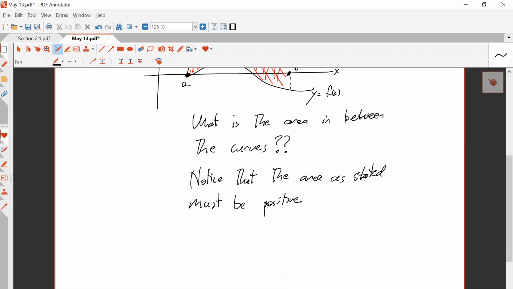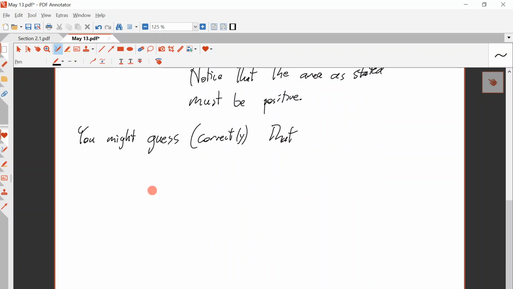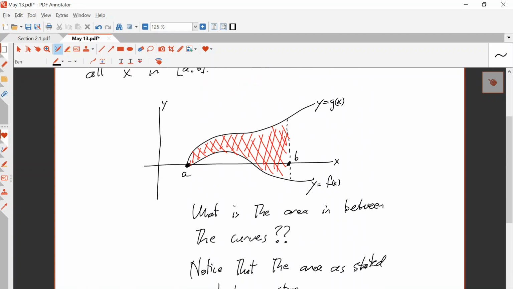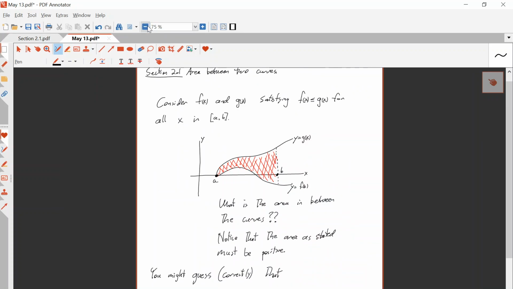Now, you might have guessed correctly that the area between f and g is equal to the integral from a to b of the top curve g(x) minus the bottom curve f(x) dx. And if you would guess that, you would be correct. Now it's not 100% obvious why that's the case.